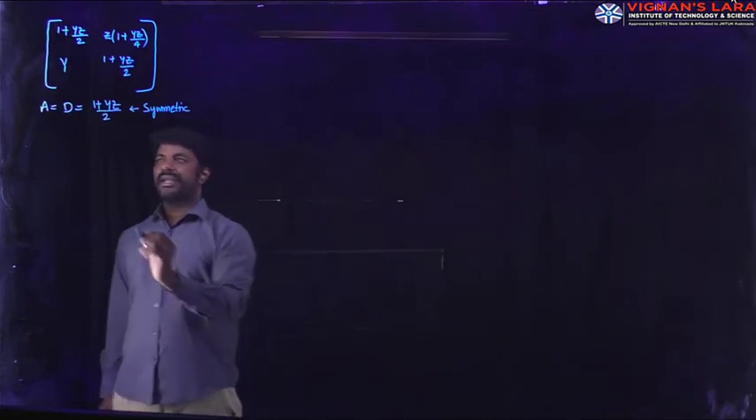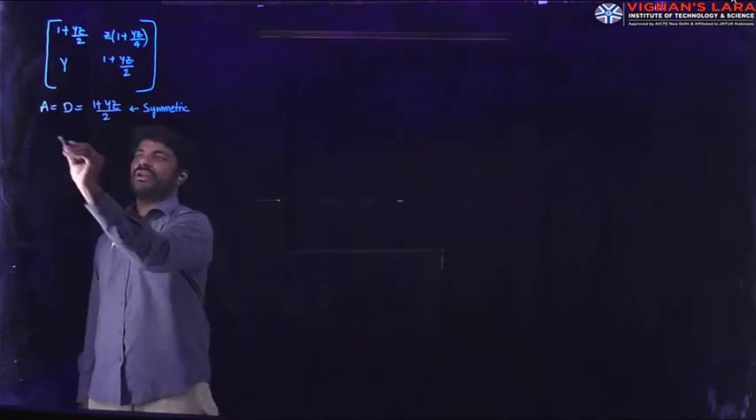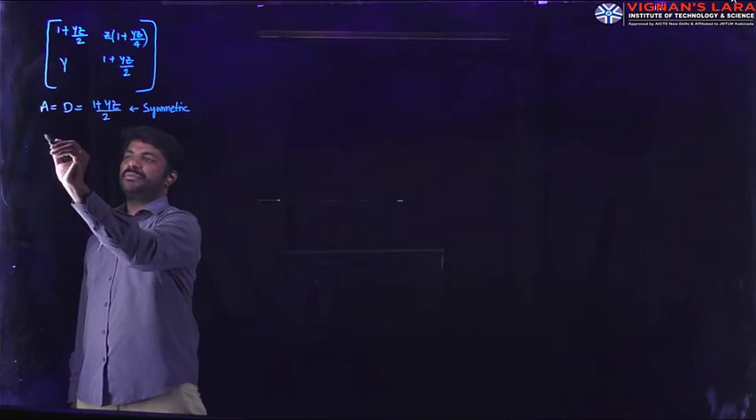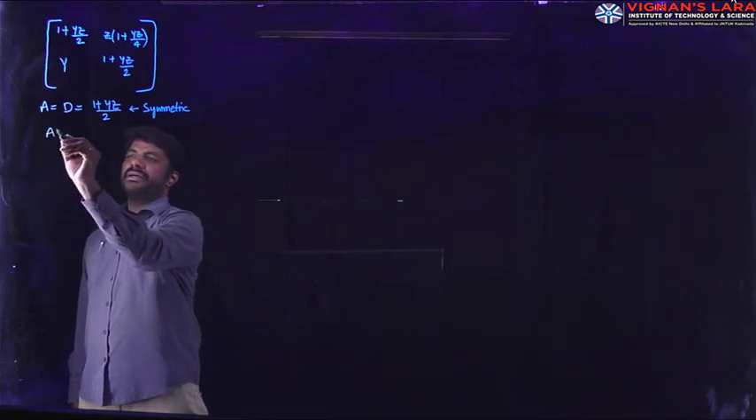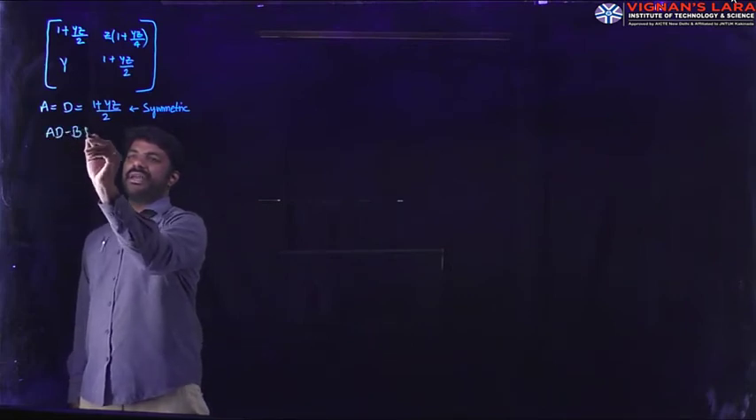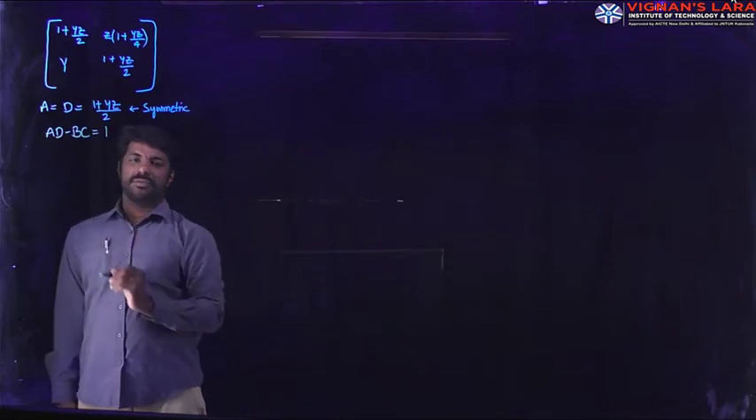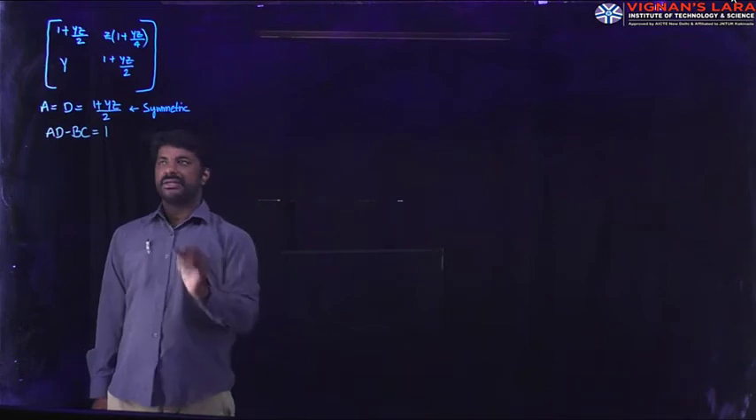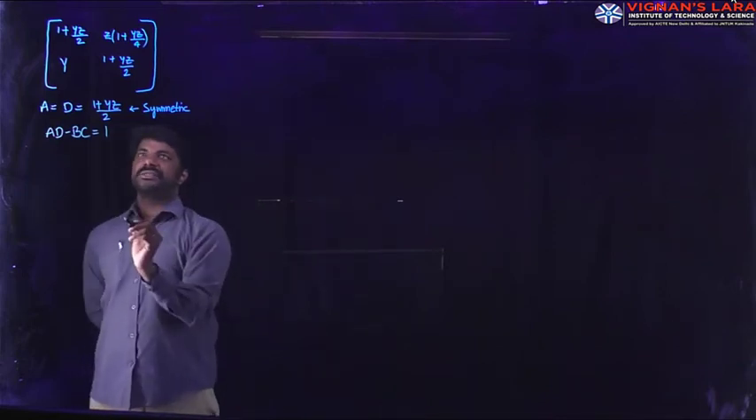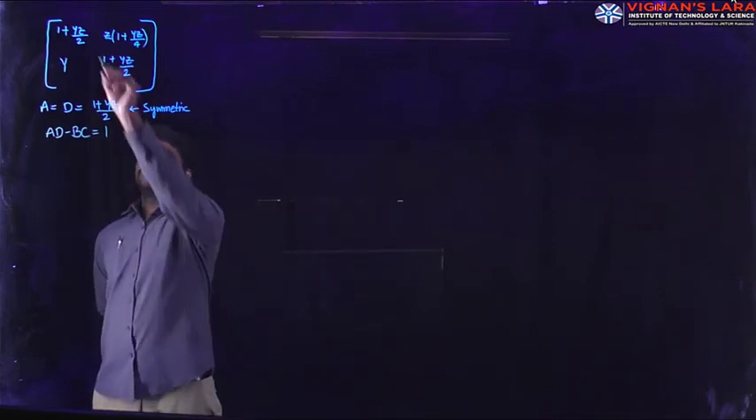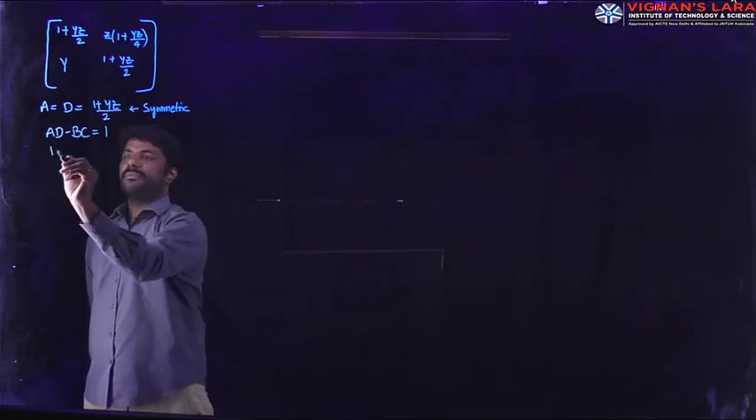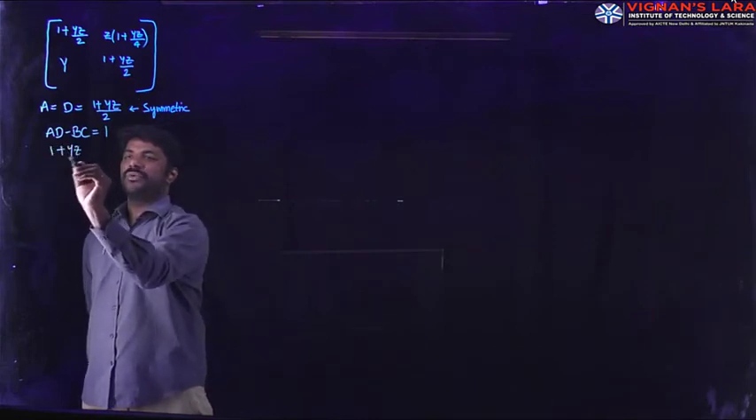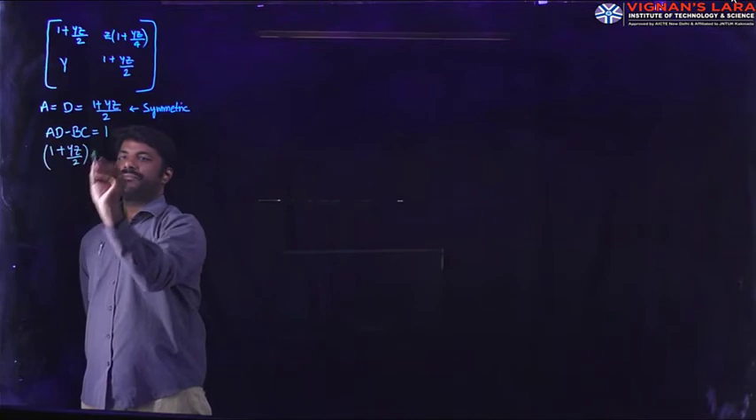In the same lines, let me check whether it is reciprocal or not. To find out whether it is reciprocal or not, we have to calculate the AD minus BC value. If its value is equal to 1, then we can say that it is a reciprocal network. So let me calculate this AD minus BC for this nominal T method. So AD, that is 1 plus YZ by 2 whole square.